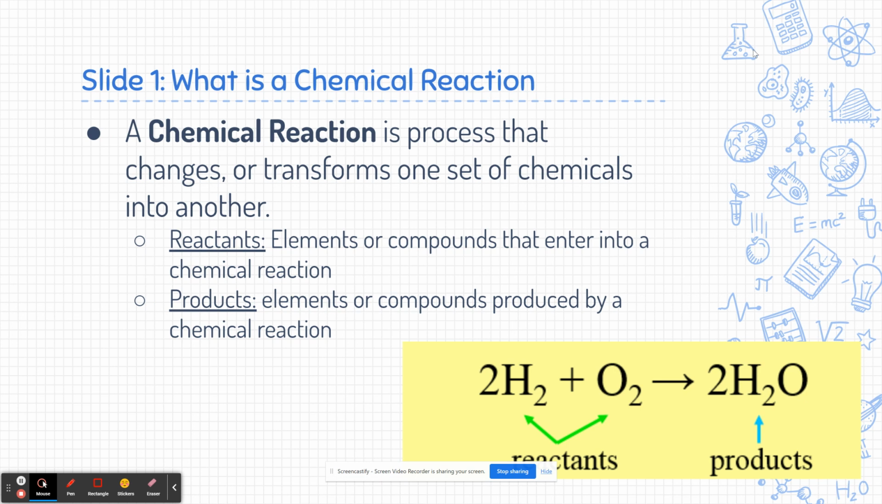The reactants are elements or compounds that enter into a chemical reaction. They are seen on the left side of a chemical equation. The products are elements or compounds produced by a chemical reaction. They are seen on the right side of a chemical equation.